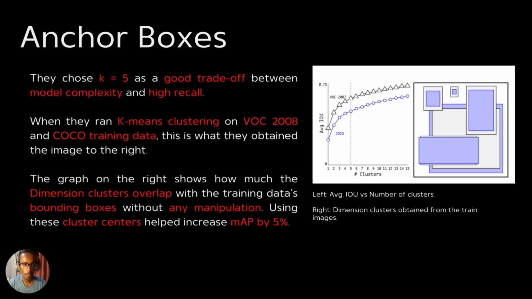The graph on the right shows how much the dimension clusters overlap with the training data's bounding boxes without any manipulation. And the image on the right just shows how these dimension clusters overlap with the Pascal VOC training data bounding boxes without using any manipulation by ourselves. So using these cluster centers helped increase the mean average precision by 5%.